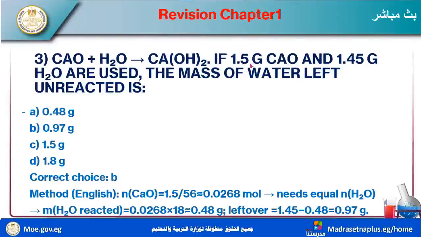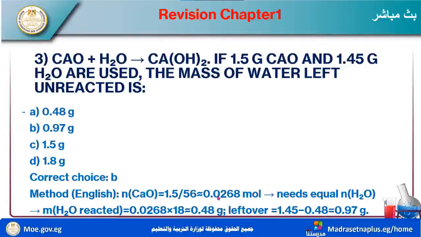Now we must know the number of moles of 1.5 grams. You must divide 1.5 grams by the molar mass of CaO, which gives 0.0268 moles. Now repeat the same steps for H2O: 1.45 divided by 18. How many moles are needed here? One mole only.